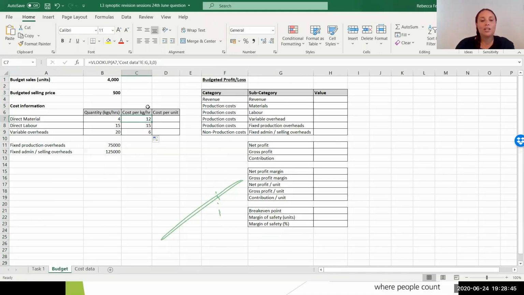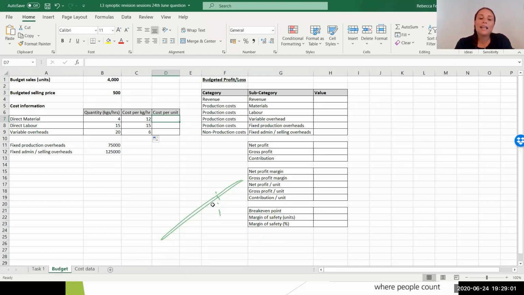Perfect. Good. Okay. So it's just a different way. It just saves you having to do that absoluting. But the VLOOKUP is exactly the same. The VLOOKUP's exactly the same way. Good. Okay, let's have a look at our next part then.